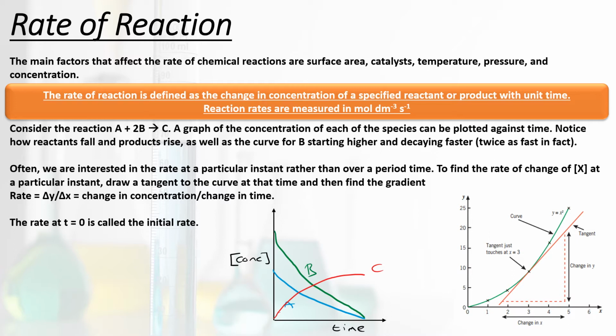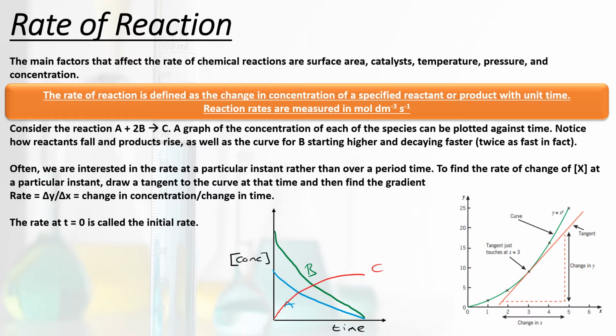So if we consider the reaction A plus 2B goes to C, we can draw a graph of concentration of each species against time. Now our reactants are obviously going to fall in concentration. Our products are obviously going to rise in concentration. But as we said last time, our reaction rate isn't constant across a reaction. If we increase the concentration of something, our reaction rate increases, but our reactants get used up, and so eventually there's less around, the collision frequency decreases, and hence we end up with a slower rate towards the end.